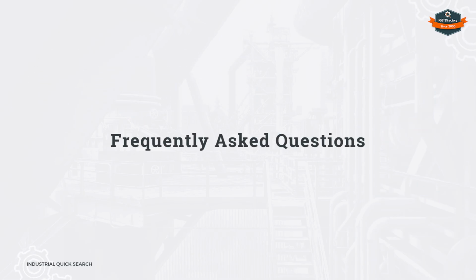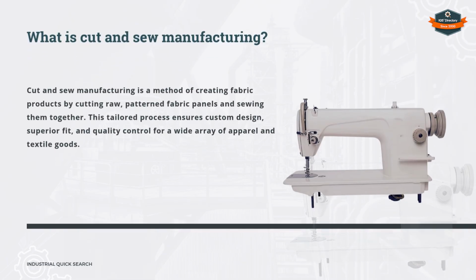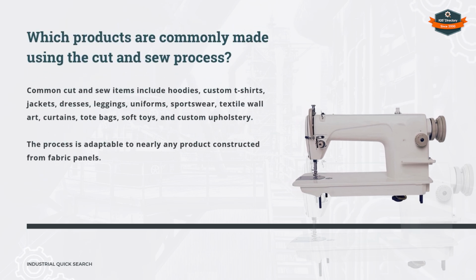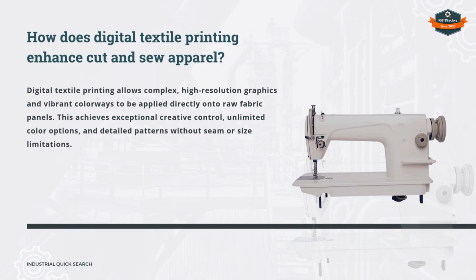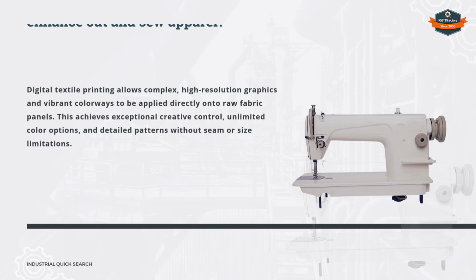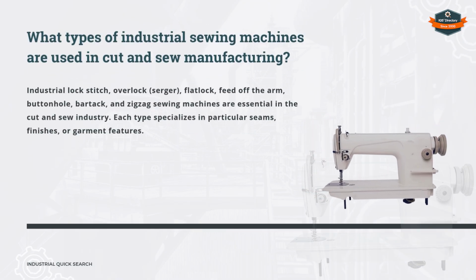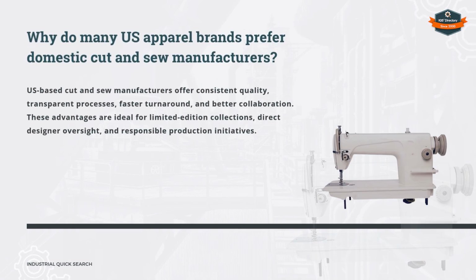Frequently asked questions. What is cut and sew manufacturing? Which products are commonly made using the cut and sew process? What are the primary steps in the cut and sew manufacturing process? How does digital textile printing enhance cut and sew apparel? What types of industrial sewing machines are used in cut and sew manufacturing? Why do many U.S. apparel brands prefer domestic cut and sew manufacturers?